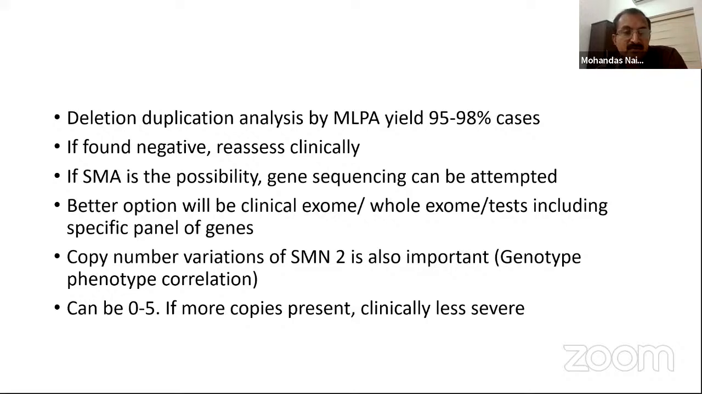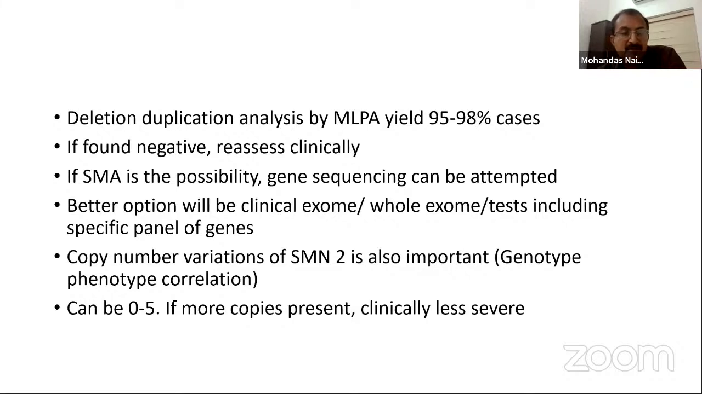Sometimes your clinical diagnosis can be different. And if SMA is the possibility, you can either go for the gene sequencing, or you can go for the clinical exome or test including specific panels of genes. And again, in case of spinal muscular atrophy, another important aspect of the genetic evaluation is how many copies of SMN2 genes are there. So sometimes you may have 0, or sometimes you can have up to 5. So the copy number is important when you assess the genotype, phenotype correlation.